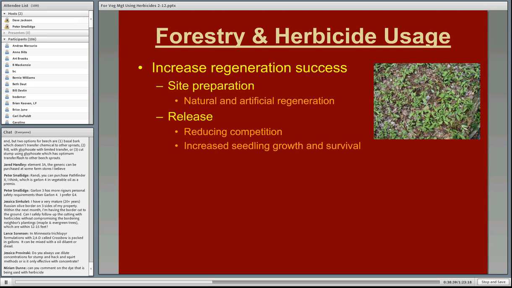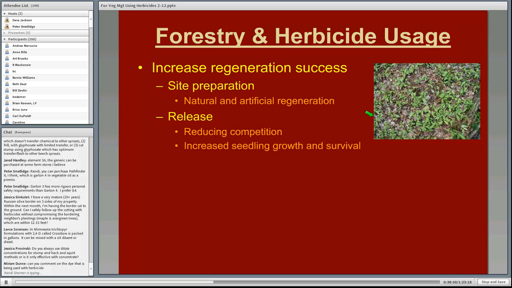And this is that understory right here, all those black cherry seedlings that germinated following the herbicide treatment. Artificial regeneration would be preparing a site to be planted. We can also do release treatments, which is basically a treatment to reduce the competition and increase seedling growth and survival. Release treatments are often done on planted seedlings. If you have trees planted with tree tubes around them, you can spray the vegetation around the tree tube to reduce that competition, increase growth, and increase survival.